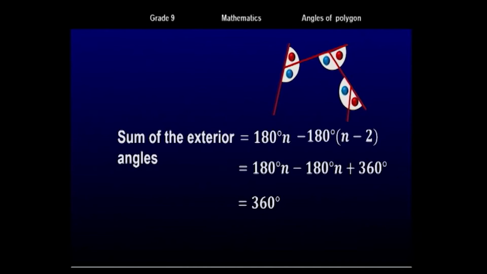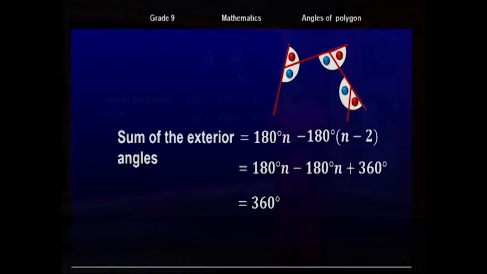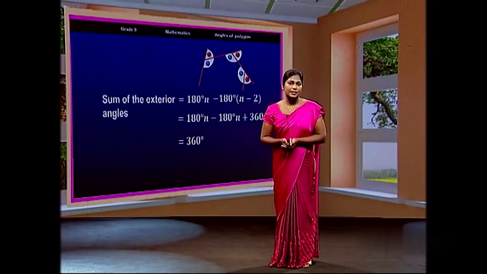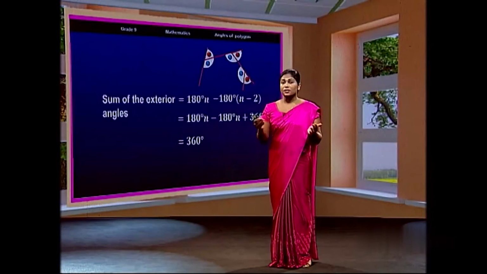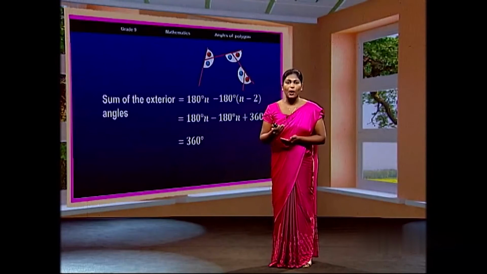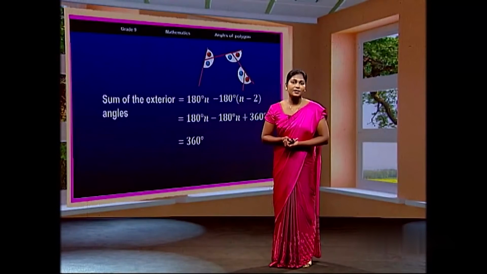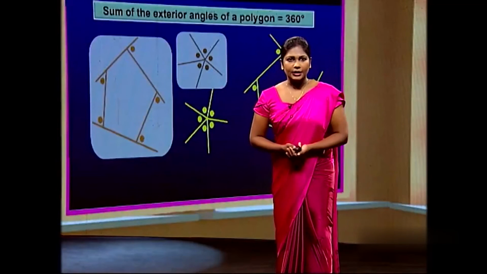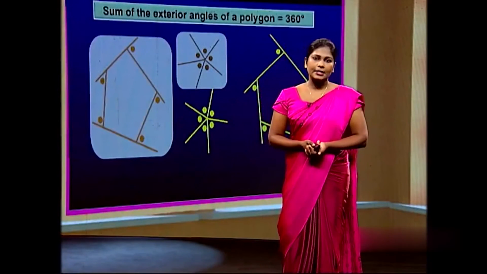Simplify. Then the final answer should be 360 degrees. So the sum of the exterior angles of a polygon is equal to 360 degrees. Look at that. The sum of the exterior angles of a polygon is 360 degrees.